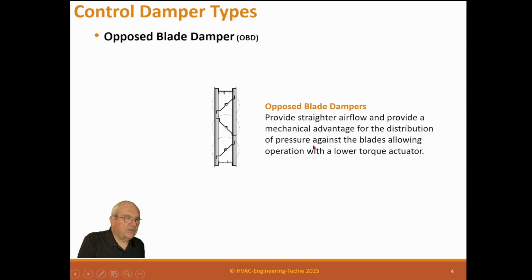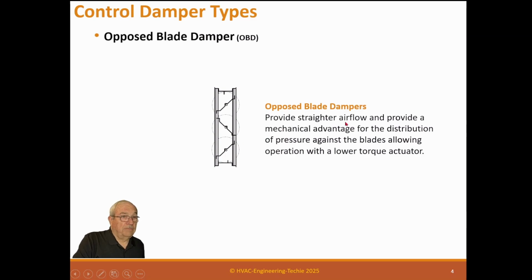There are two types of control, actually three types of control dampers. The first one is called opposed blade, and that's where the blades are opposed and they go in opposite directions. This one opens that way and this one opens that way. And what they have is they create a jet right between here. As they close, it gets smaller and smaller and smaller, creating a jet.